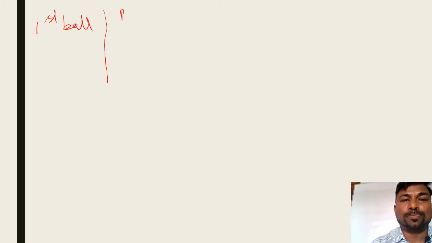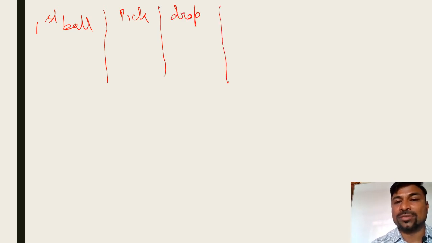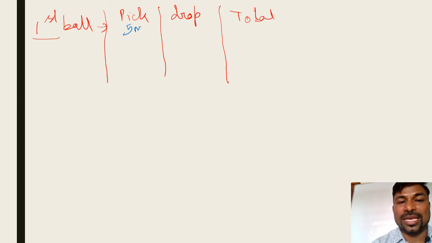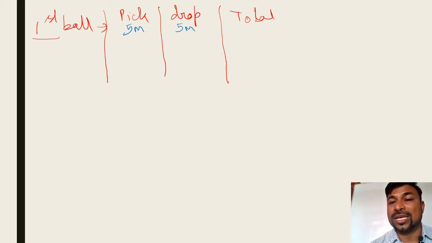First of all, to pick, what is the distance she is traveling? To drop, how much distance she is traveling? And what is the total she has traveled? Let us make a table so that we can understand. For the first ball, as in the question, it is clearly said she traveled 5 meters to pick, and 5 meters to drop, and the total distance is nothing but 10 meters. That is the given question for us.